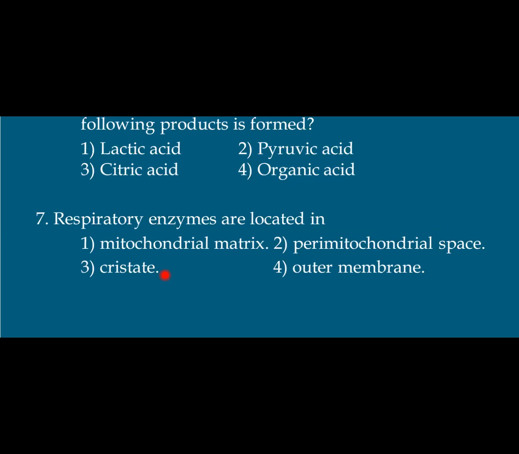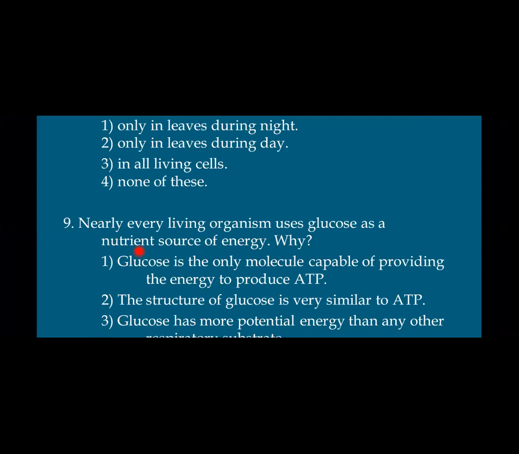Cristae is right because cristae has one enzyme, ATPase. But major preference you should give to the mitochondrial matrix because major enzymes are there. So you have to go for option number 1 for this question number 7. Now let us go to the next question, question number 8.